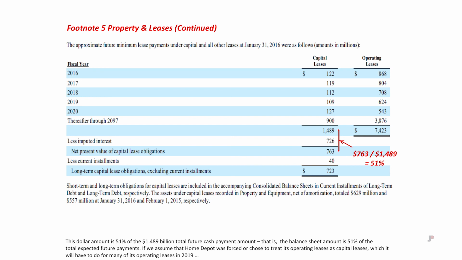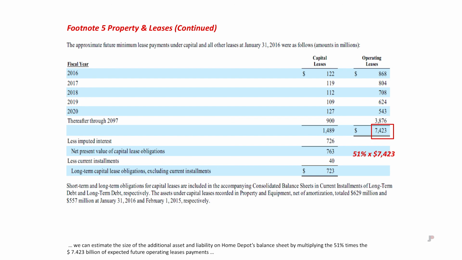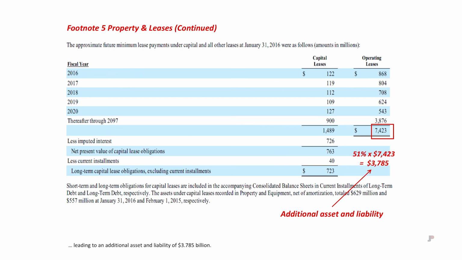If we assume that Home Depot was forced or chose to treat its operating leases as capital leases, which it will have to do for many of its operating leases in 2019, we can estimate the size of the additional asset and liability on Home Depot's balance sheet by multiplying the 51% times the $7.423 billion of expected future operating lease payments, leading to an additional asset and liability of $3.785 billion.